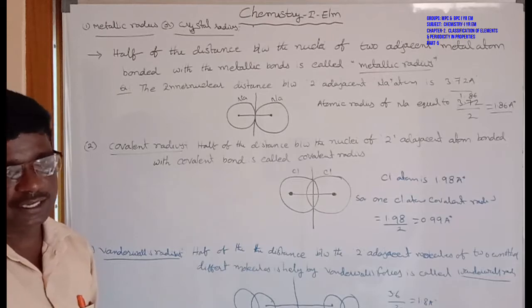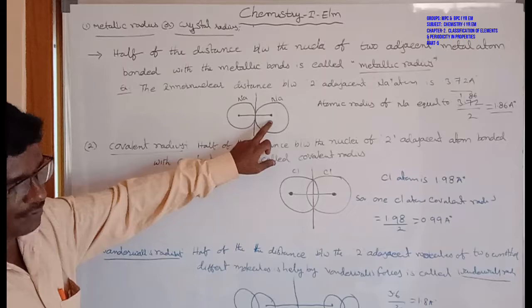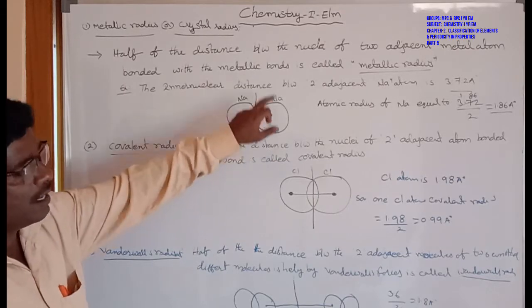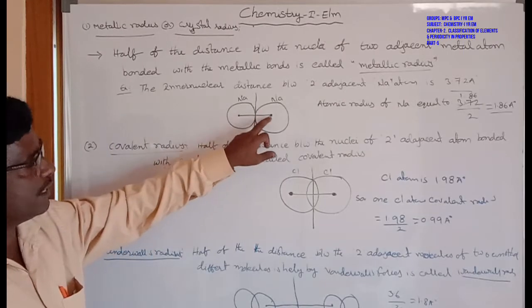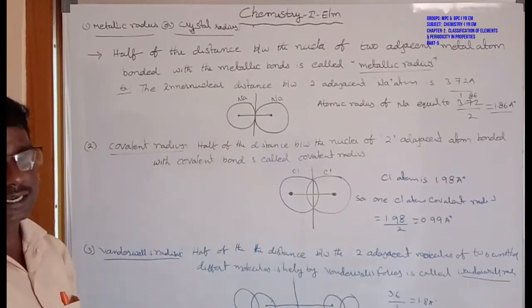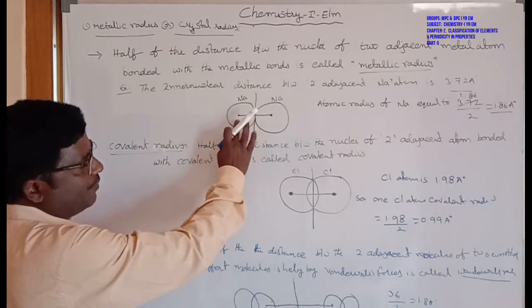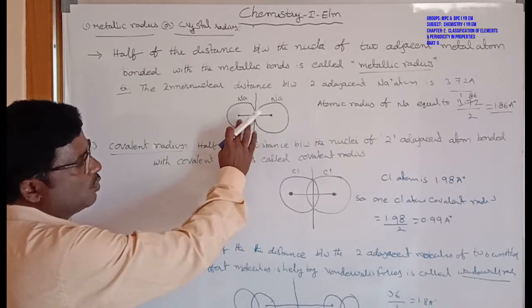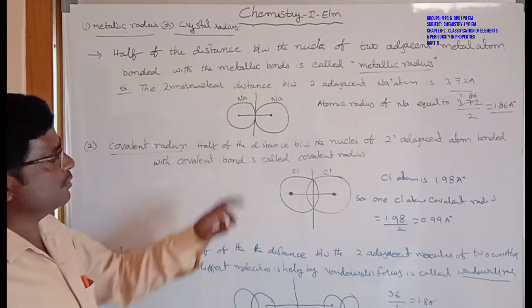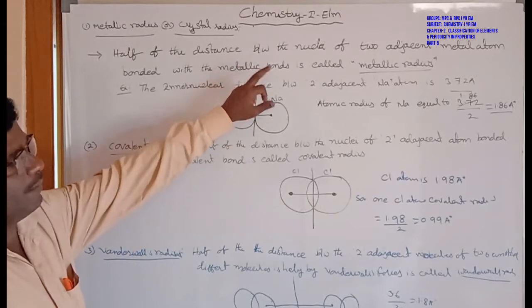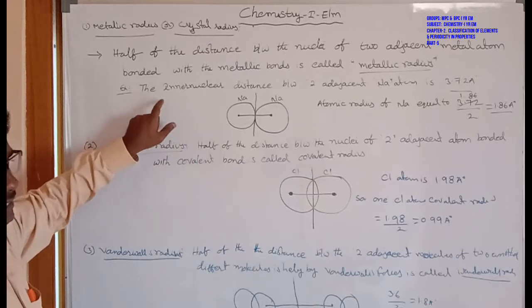Metallic radius means half of the distance. Here is one half, next is the other half. Half of the distance between the nuclei of 2 adjacent metal atoms bonded with metal bonds, or crystal bonds, is called the metallic radius.